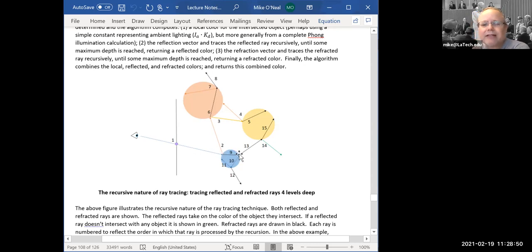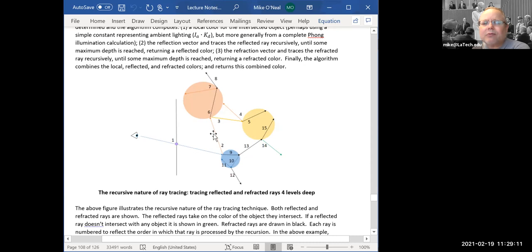So 9 is refracted, and that splits into 10 is reflected, and that splits into 11 is reflected. I've reached the depth of my recursion, so I back up. I do the refracted ray 12, come back. Now I do the refracted ray 13, the reflected ray 14, and the refracted ray 15.